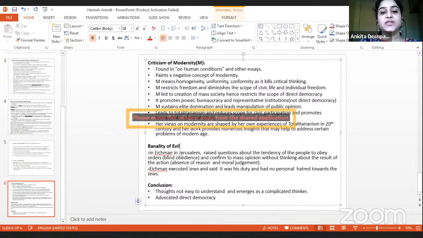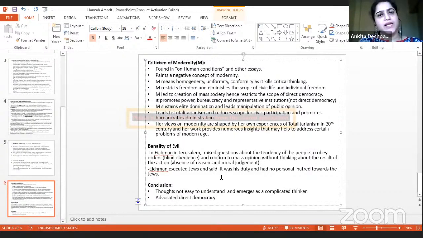But there was this one person called Eichmann. Eichmann was one person who executed the Jews, and finally his trial was going on for the execution of Jews. And therein, during the trial, he said that, listen, I killed a number of Jews, because I did not have any personal hatred about the Jews or against the Jews. It was my duty. I am a member of Germany.